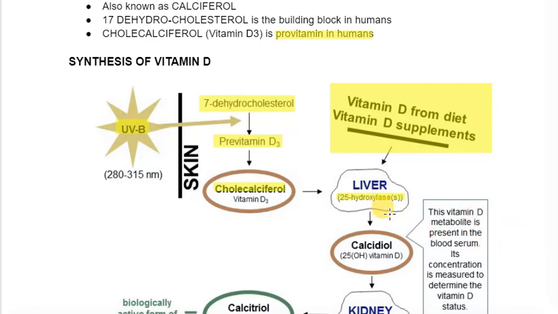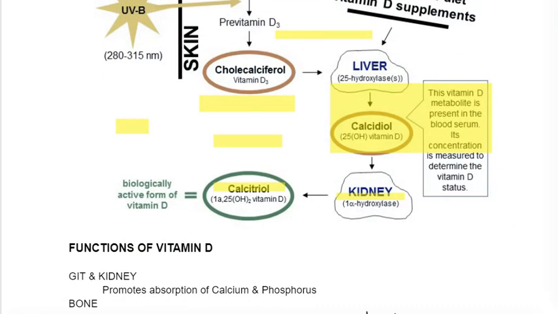Okay, and from the liver it travels, in between the kidney and liver, and gets converted into calcidiol. This vitamin D metabolite is present in blood serum, as it travels from the liver to the kidney. So its concentration is measured to determine the vitamin D status. Whenever we are taking a serum vitamin D test, we are getting the values of calcidiol.